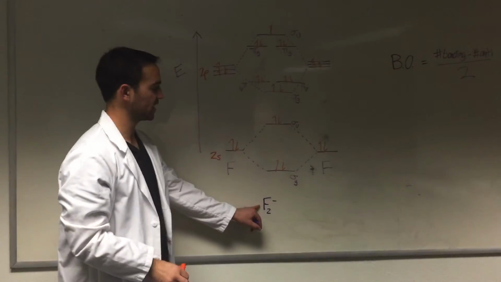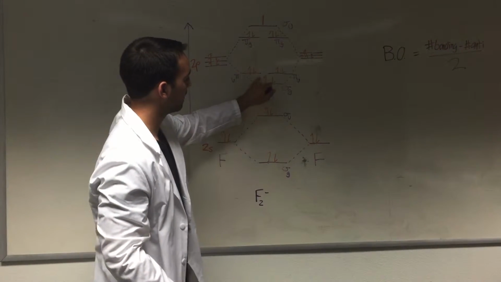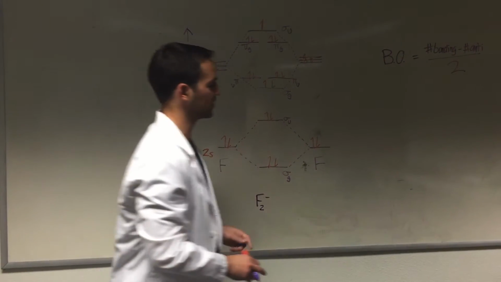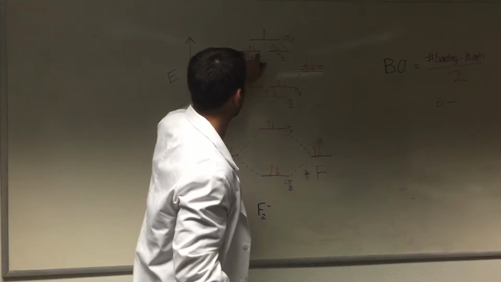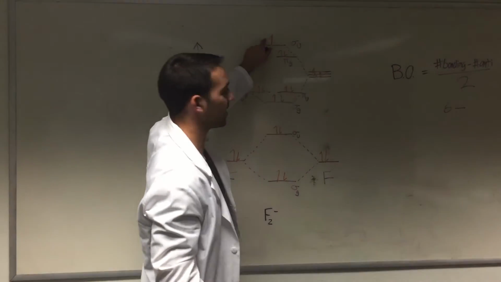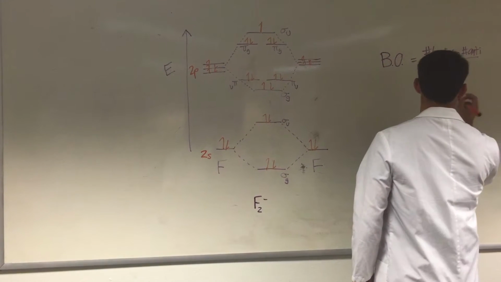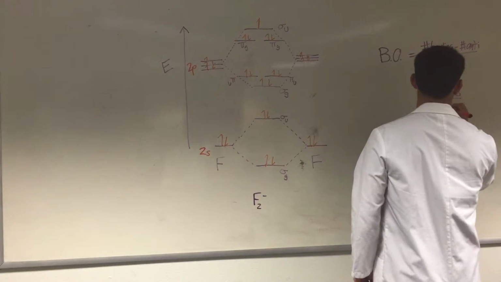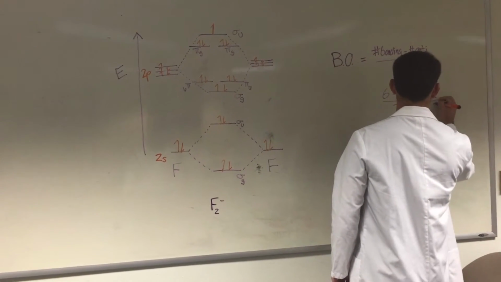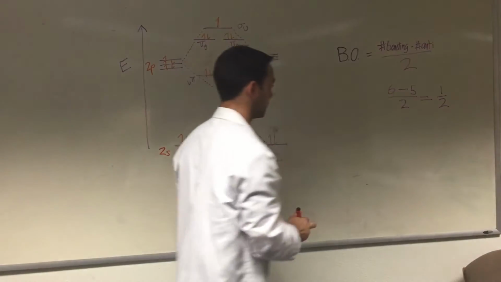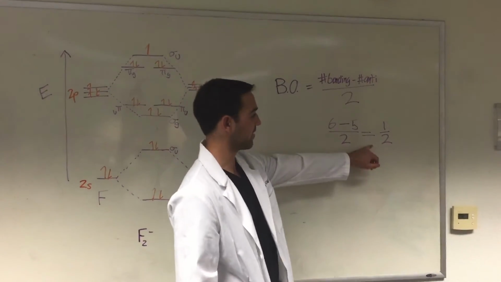Now, for F2 minus, we can see that we have 1, 2, 3, 4, 5, 6 bonding electrons minus 1, 2, 3, 4, 5 anti-bonding electrons. And this is all over 2. That gives us a bond order of 1/2. Alright, so we have our bond order of 1/2 on F2 minus.